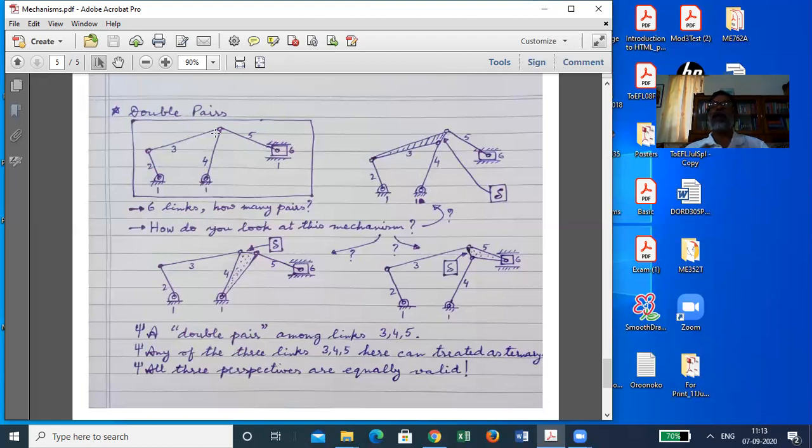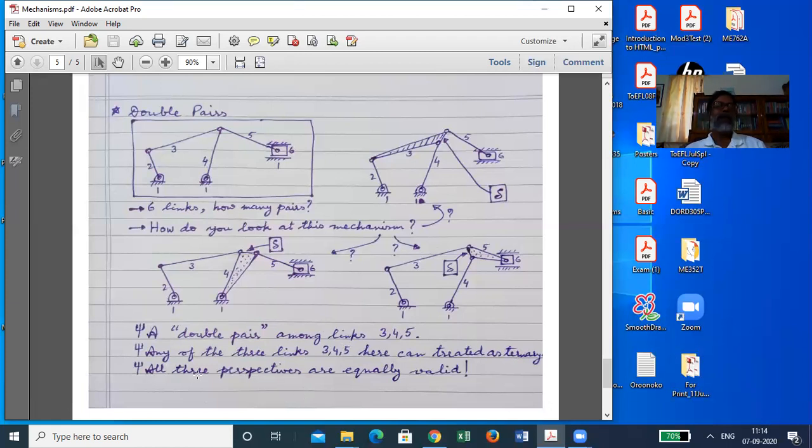Because take one of them as the master and then say it is connecting to this fellow, that fellow, and the other fellow also. Or any way you can distribute. One is connecting with 2, another is connecting with 2, and you can do all that juggling. All of them will be equally valid. But overall there will be 4 pairs. So here there is a double pair among links 3, 4, 5, which is equivalent to 2 simple pairs. Any of the 3 links here can be treated as a ternary link, and all 3 perspectives are equally valid.